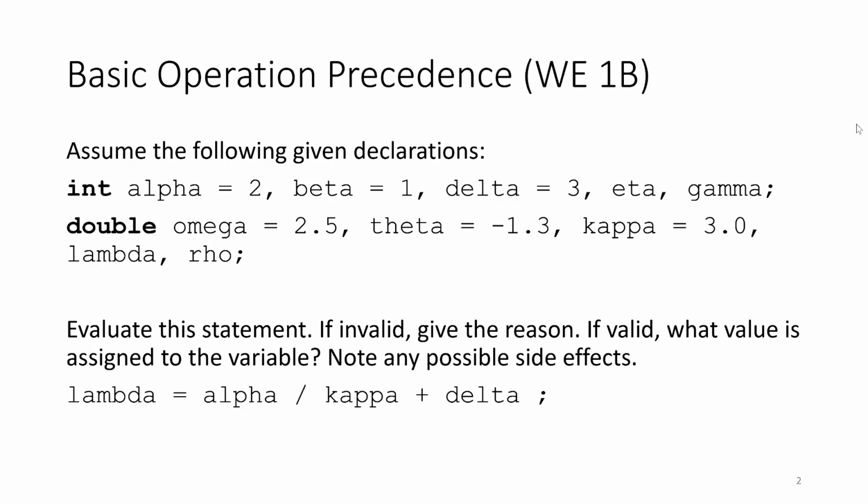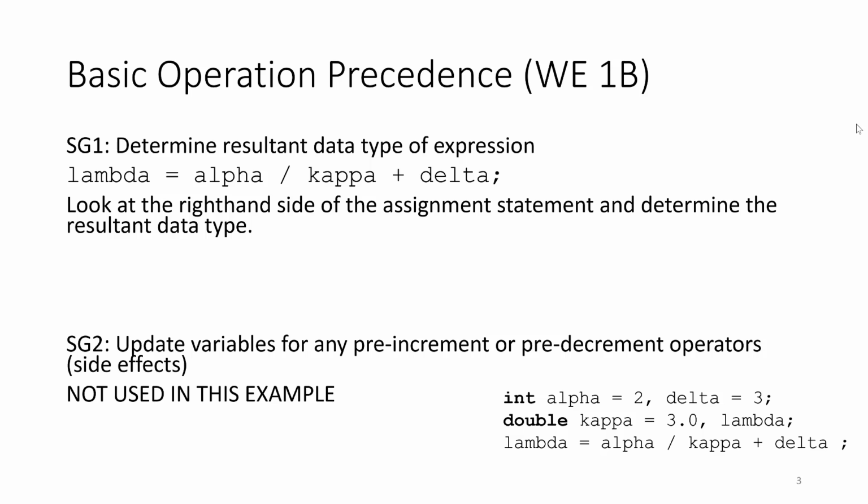The statement is lambda is assigned the value of alpha divided by kappa plus delta. Subgoal 1 says to determine the resultant data type of the expression. To do this, we look at the right-hand side of the assignment statement and determine the resultant data type.